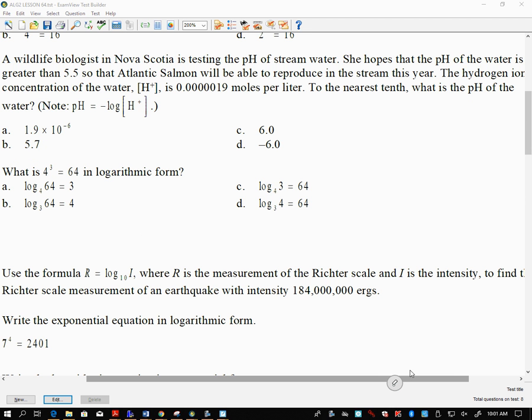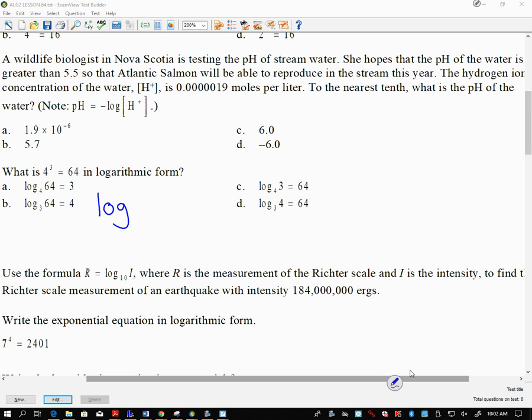All right, let's look at number 4. We got 4 cubed equals 64. We want that in log form. John, I'm going to come back to you because I want to make sure we've got this down. So what's the first thing we do when we switch from exponential to log form? What do I need to write first? Log. Let's start with log.